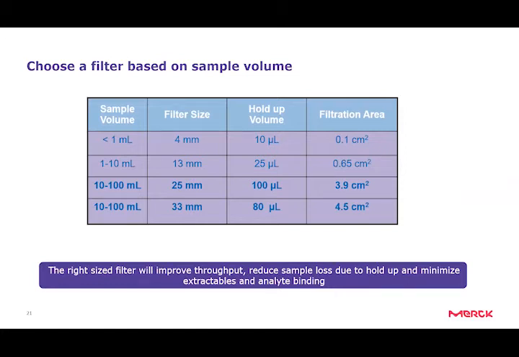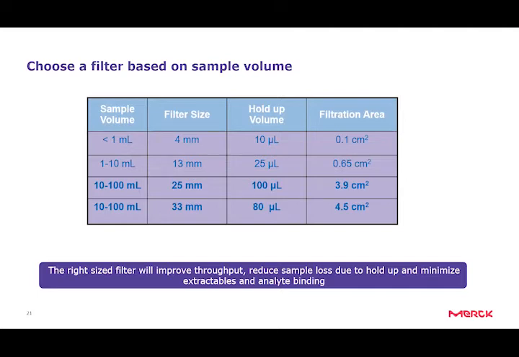But on the other hand, if you have a large sample volume, somewhere in the range of 10 to 100 milliliters, we recommend a 33 millimeter syringe filter. They still have a smaller hold-up volume, but because they have large surface area, they allow faster filtration of larger sample volume. And so you can imagine if you had to filter 15 to 20 ml of sample through a 4 millimeter syringe filter, it will take a very long time. The filter might clog up really, really quickly.